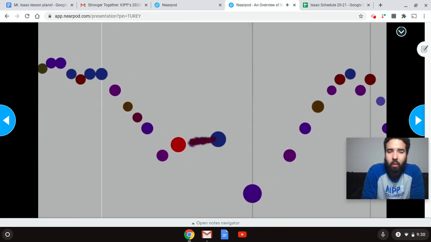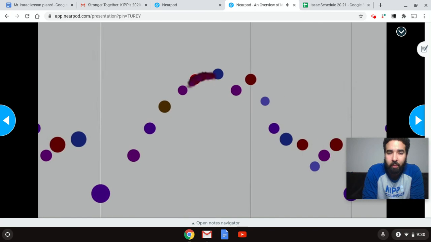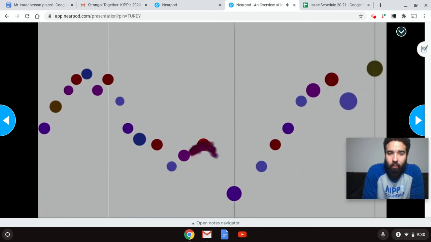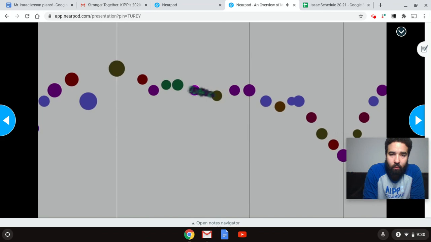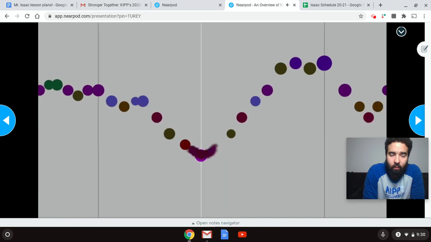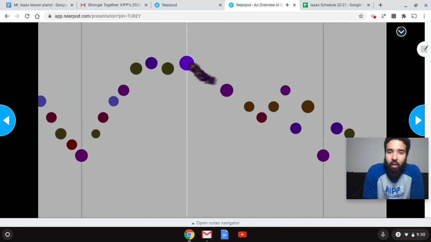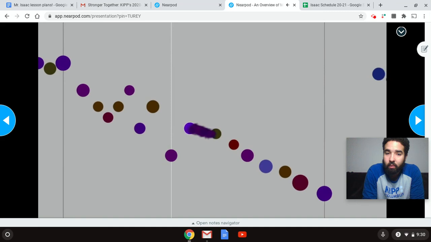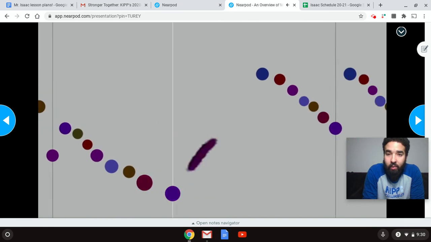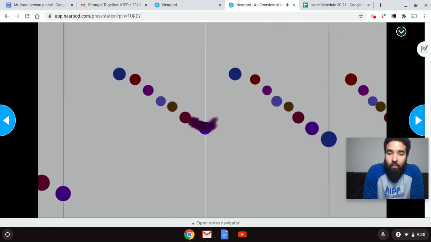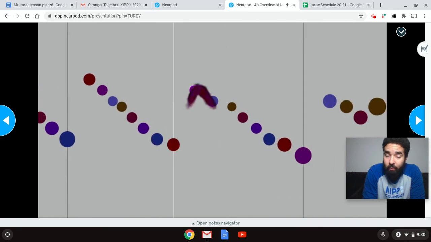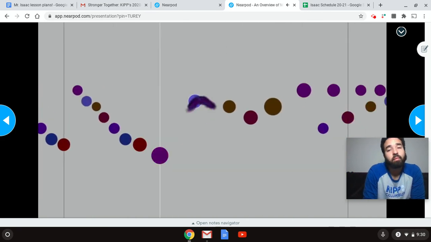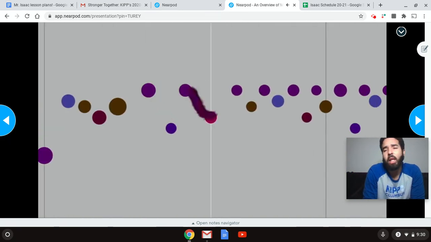Is this a string instrument or is this a woodwind instrument? You should be able to tell by the sound of it. What's the tempo here? Is it largo? Is there any crescendos? Is it moderato? What's the dynamic?